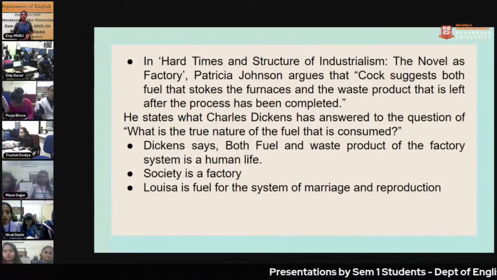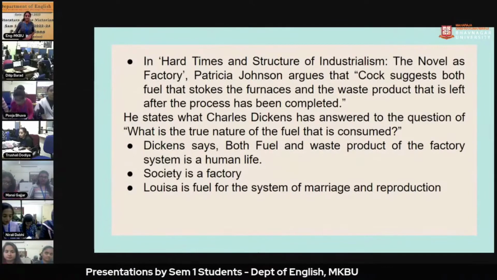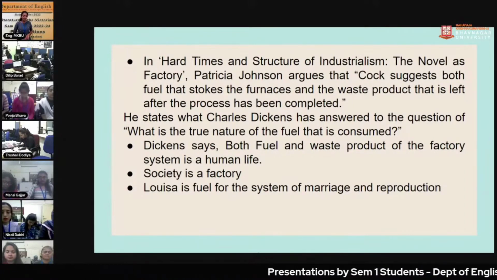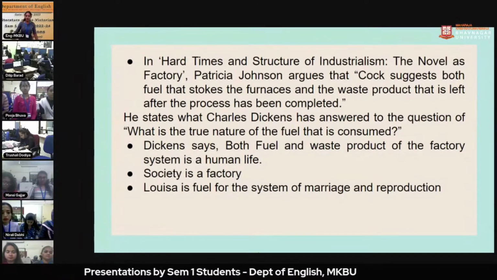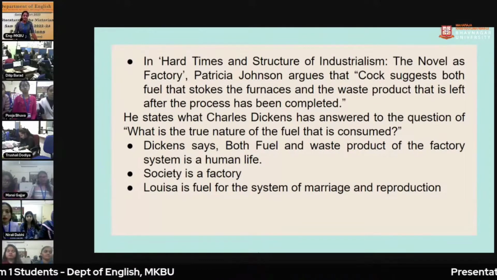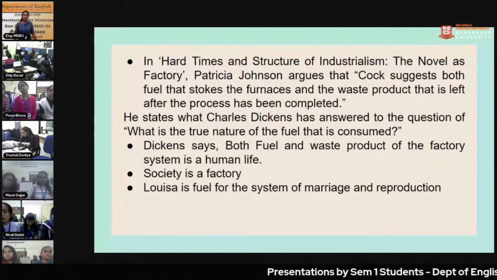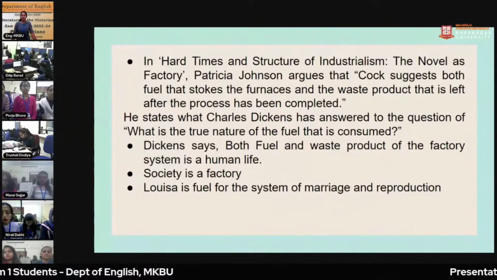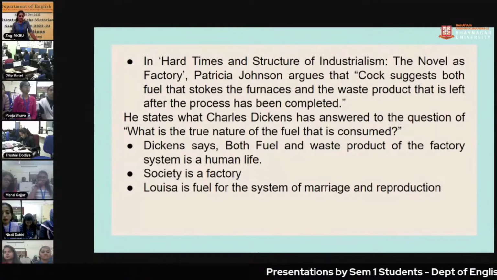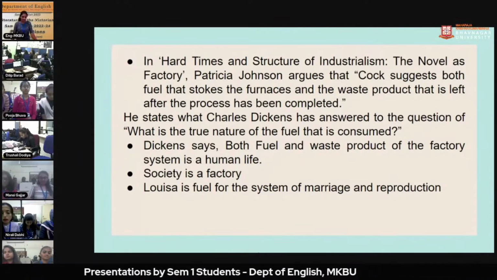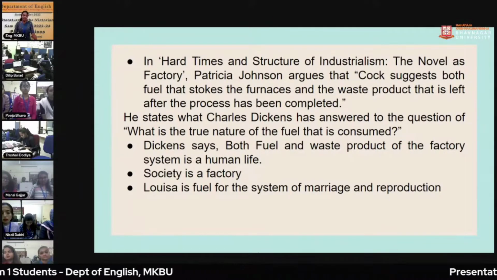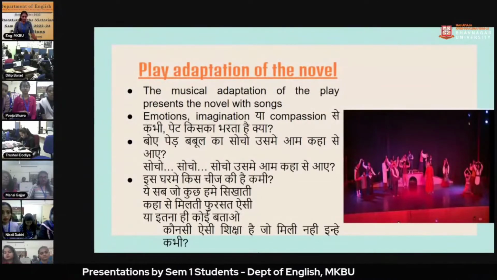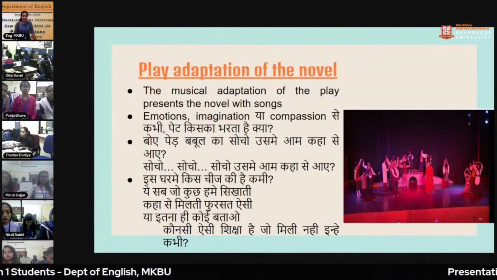In Hard Times and the Structure of Industrialism, the Novel as Factory, Patricia Johnson argues that Coke suggests both the fuel that stokes the furnaces and the waste product that is left after the process has been completed. So Coke means a waste product. She states what Charles Dickens has answered to the question of what is the true nature of the fuel that is consumed. Dickens replies that both the fuel and the waste product of the factory system is human life. As per Dickens, a society is a factory, and in this novel, he presented Louisa as a fuel for the system of marriage and reproduction.